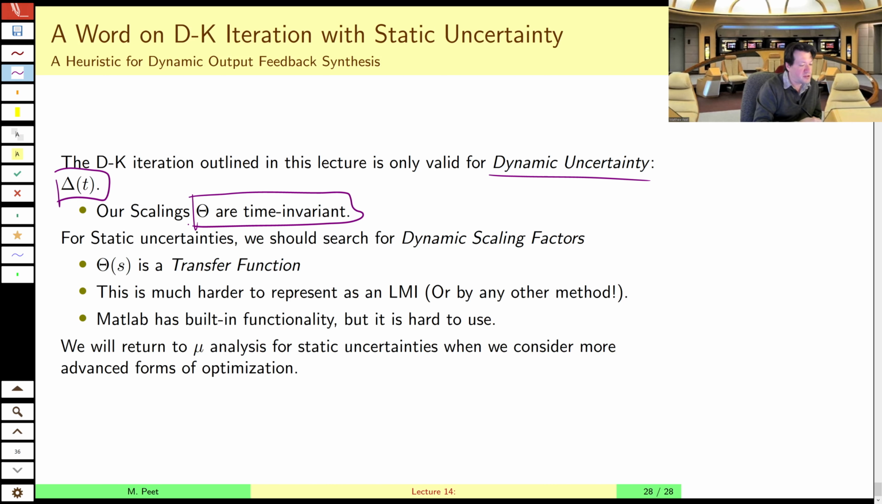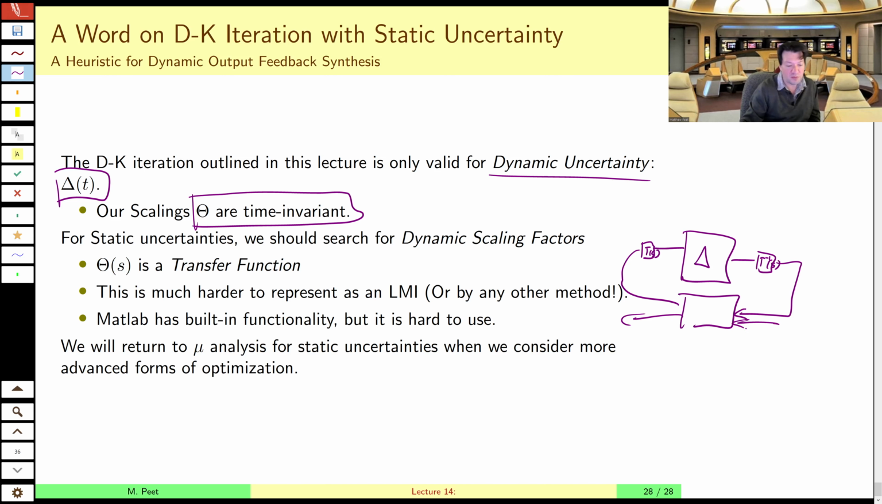In the case where the uncertainty here is static, it doesn't change with time, then you can actually use transfer functions here as your scalings. So T of s, and T inverse of s. However, of course, that introduces all sorts of complexity and parameterization of transfer functions into the problem, and hence we don't deal with it because things are getting too complicated.